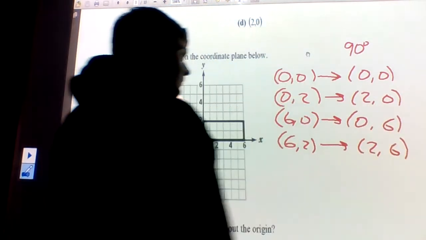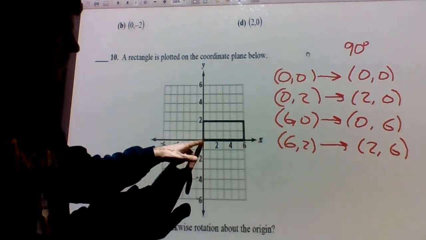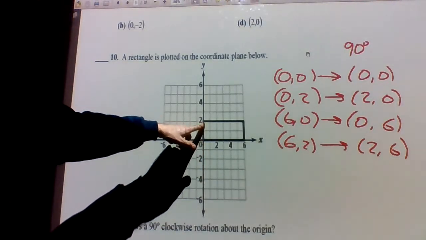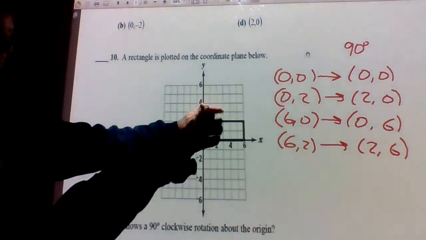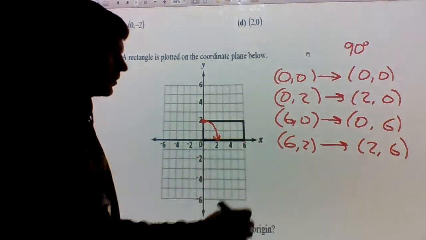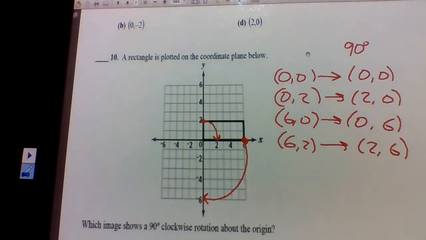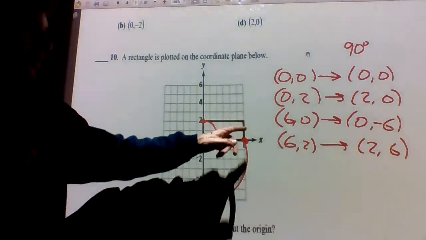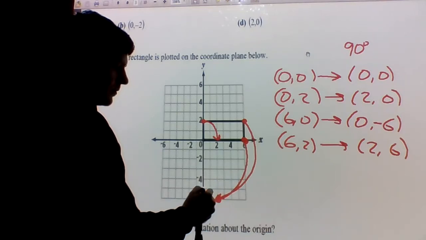2, 6. Okay, so step 1 was to flip the coordinates. Step 2 is to figure out the signs. So 0, 0 is on the origin. That's what's being rotated around. So 0, 0 is going to stay 0, 0. Okay, 0, 2 is up here. Okay, we're going to go 90 degrees, which is going to go from the y-axis to the x-axis. And that's going to be a positive 2, 0. 6, 0 is on the x-axis here. We're going to go 90 degrees. So it's going to end up being here at 0, -6. 6, 2 is up here. Quadrant 1, it's going to rotate 90 degrees. So it's going to end up right here.